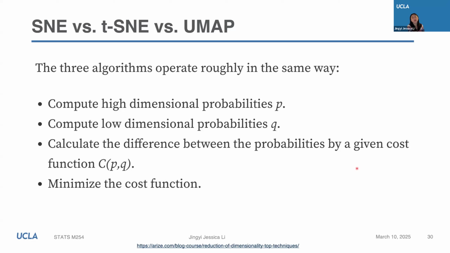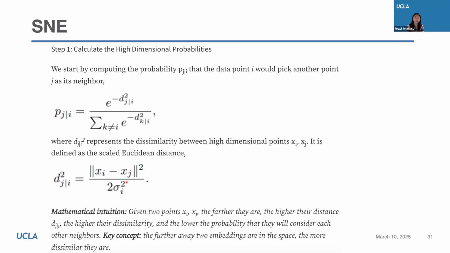First, you want to compute a high-dimensional probability matrix between i and j, the 2 data points. Based on that, you want to compute low-dimensional probabilities that can best approximate the high-dimensional probabilities. By approximation, we need to define a cost function that measures the differences between the 2 sets of probabilities. And then we minimize the cost function. That's the idea.